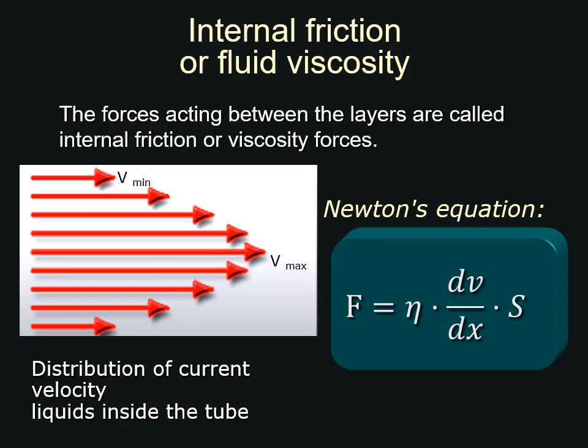Then the next layer, which is carried away by the moving liquid, is slowed down by the first layer and accelerated by the next layer. And as a result, it turns out that the fluid moving in a closed pipe distributes its speed of movement according to a parabola.